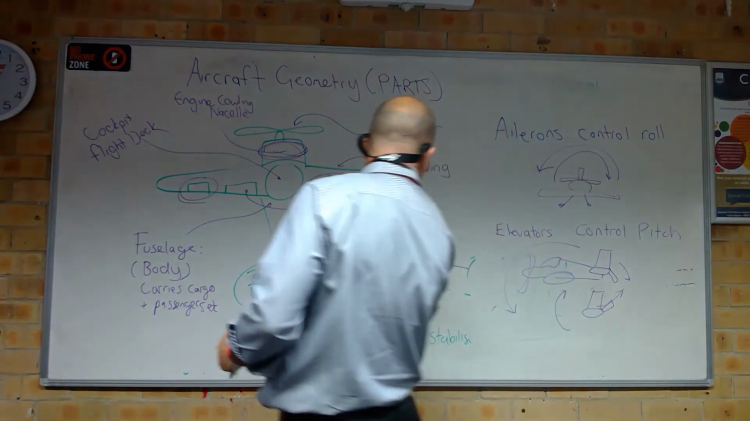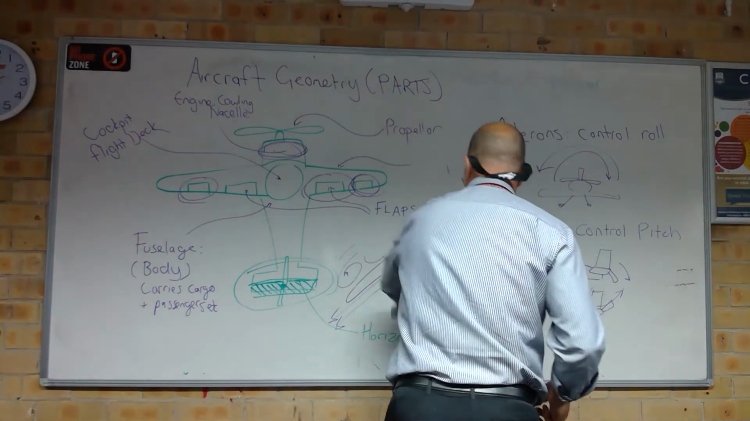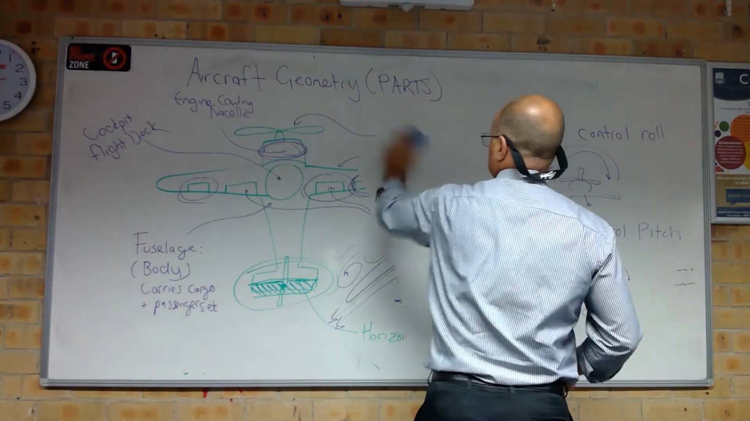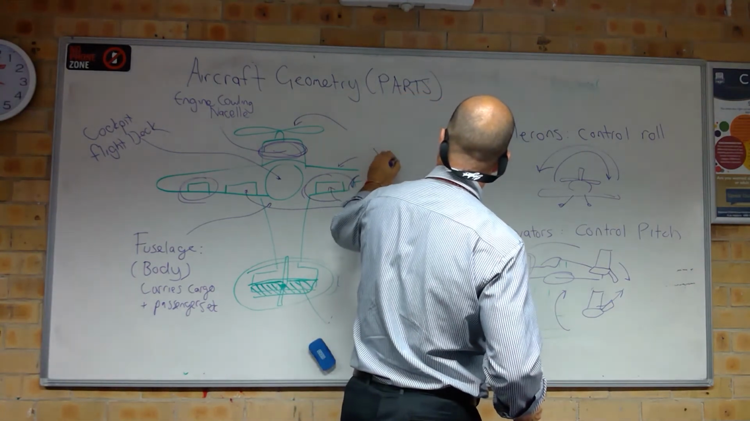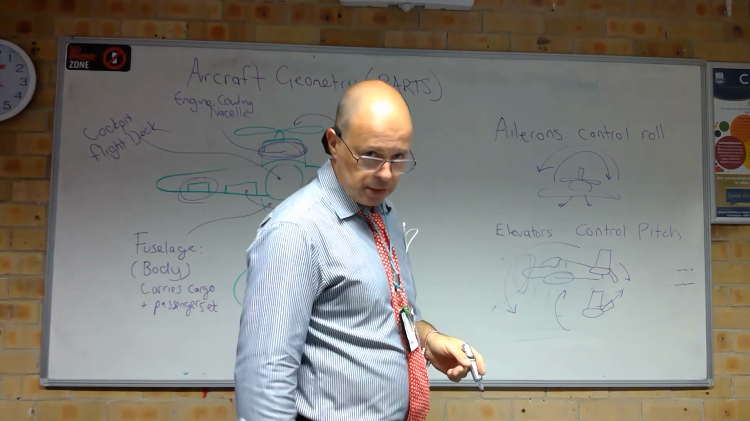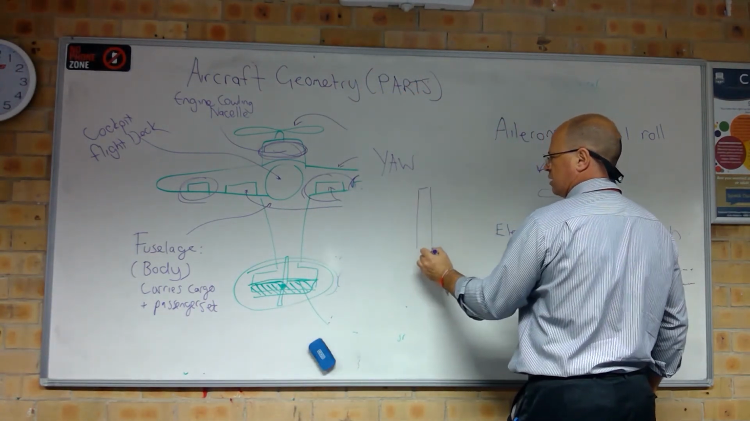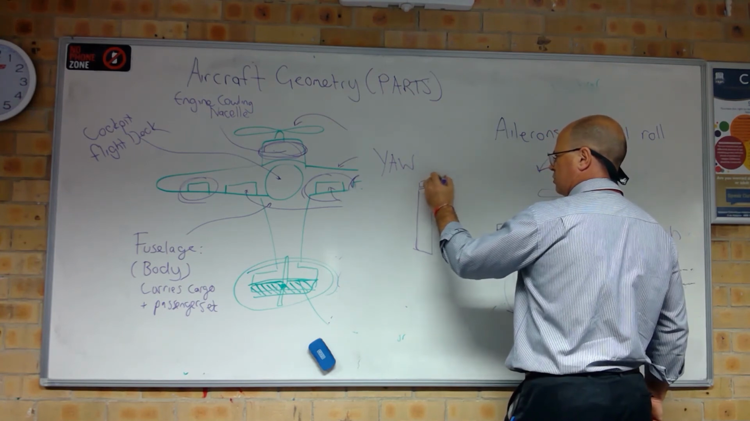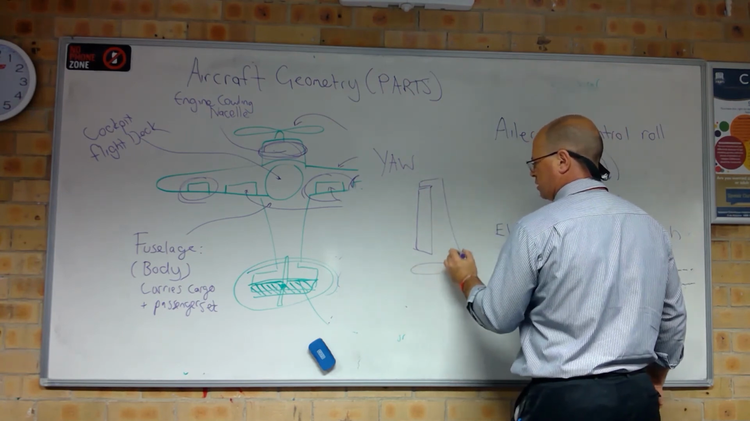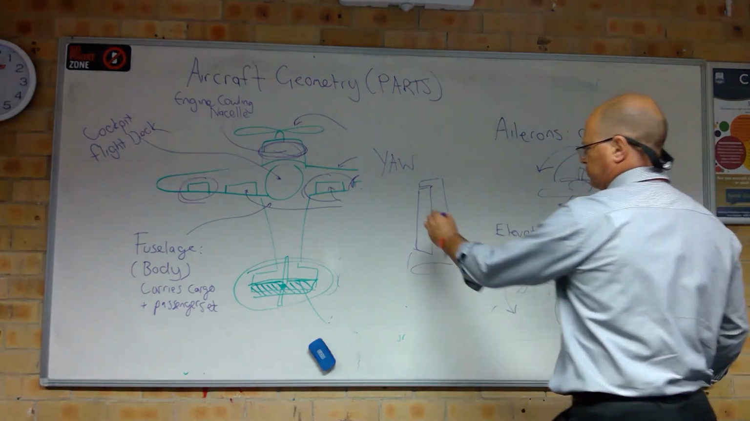Okay, so we've got ailerons, elevators. The last one was yaw. So I will put it over here, yaw. Okay, so yaw is just your rudder pedals, which you control with your feet. Okay, and it's held inside usually that vertical stabilizer. Okay, and it's called the rudder.